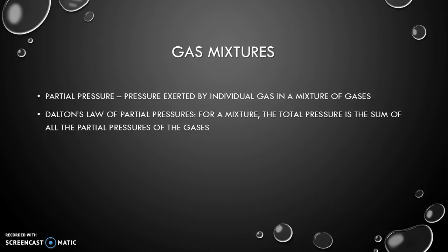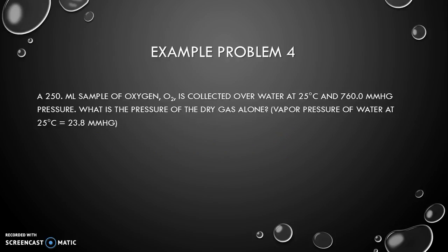All right, so John Dalton, the father of the atomic theory, is the one who came up with this law of partial pressures. And he says for a mixture, the total pressure would be equal to the partial pressure of the gases. So that means that the total pressure is equal to the sum of the pressure of all the gases that are involved.